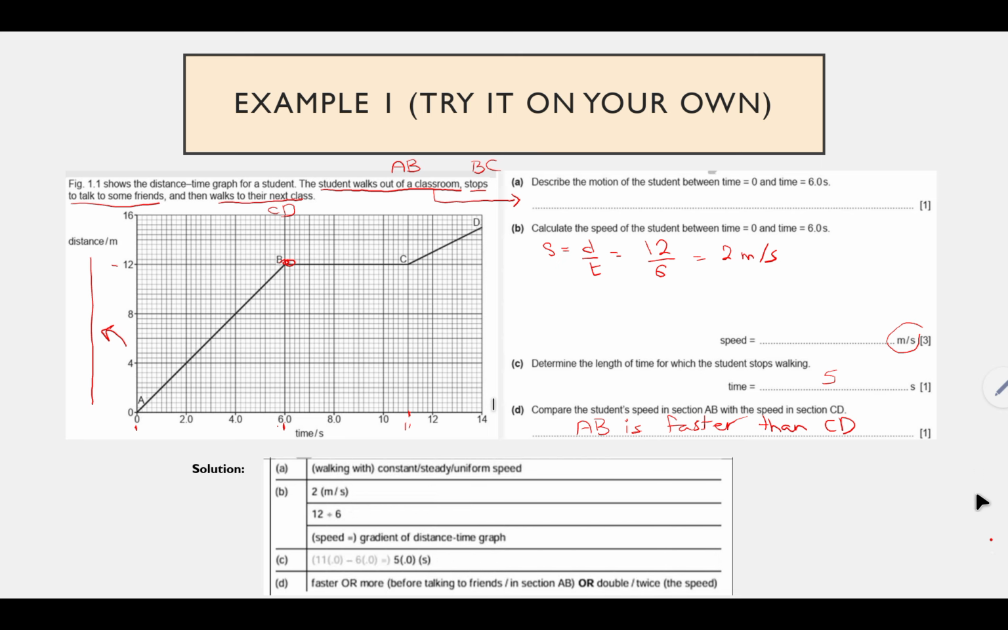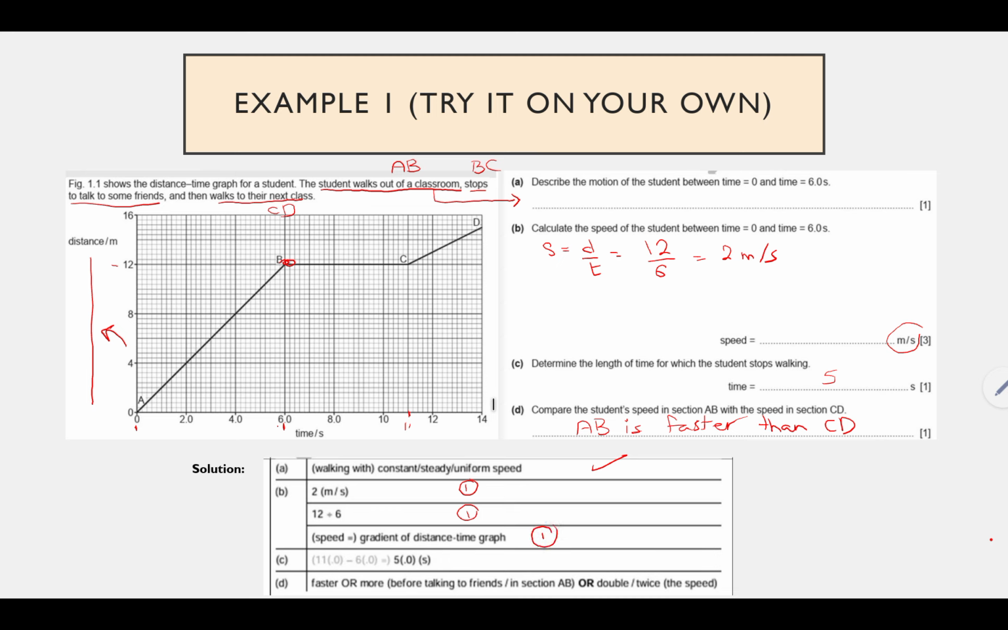For the first part, we're going to write walking with constant, steady, or uniform speed. So the motion, when he's walking out of the classroom from A to B, if it's a straight slope, then it's a constant speed. Second part, part B, 2 meters per second. It's for 3 marks. I get 1 mark for my final answer, 1 mark for my steps, and 1 mark to show that I was able to get my answer using the gradient of the distance time graph.